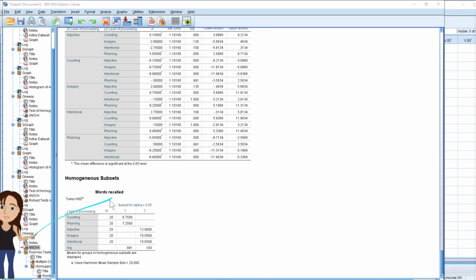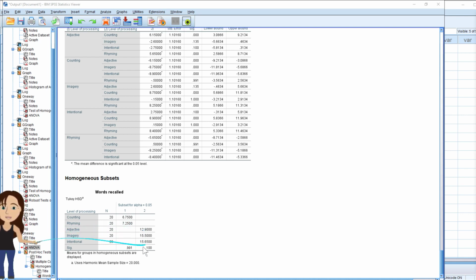All right, words recalled. So what does this do? What it does is it puts the groups in the same column if they are similar to each other. So if there is no difference statistically between these two groups, they appear in the same column. So we have statistically there is no difference between the counting and rhyming. We had about 7 words recalled on average for each, so they come in the same group. Now the other 3 are all appearing together.